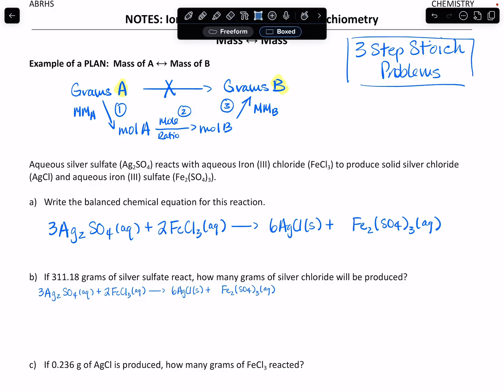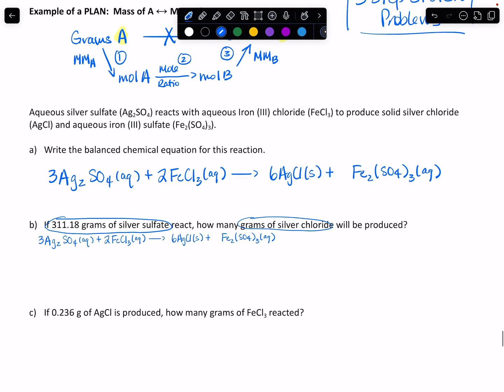All right, so let's read our first one. We have 311.18 grams of silver sulfate that reacts. We're asked how many grams of silver chloride will be produced. So we've got 311.18 grams of silver sulfate, and we're asked to find grams of silver chloride.